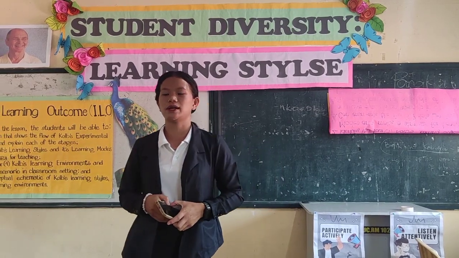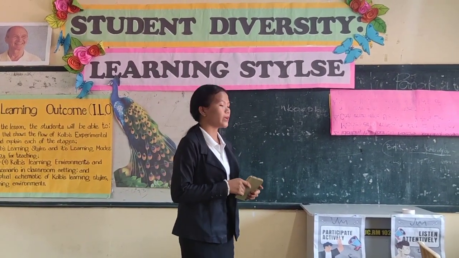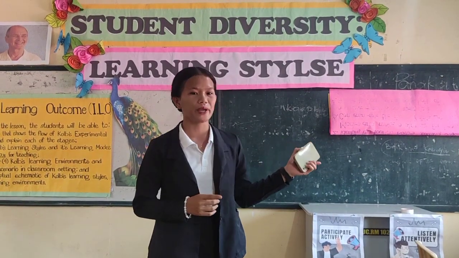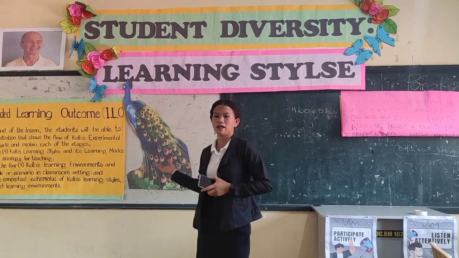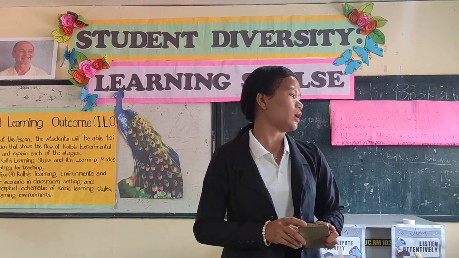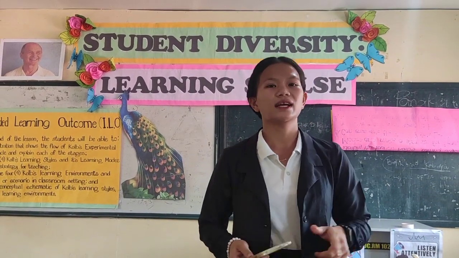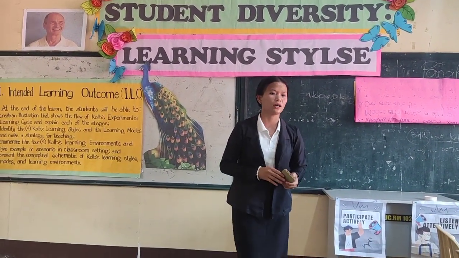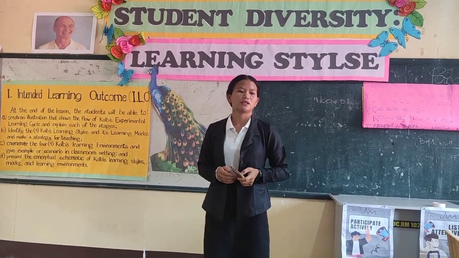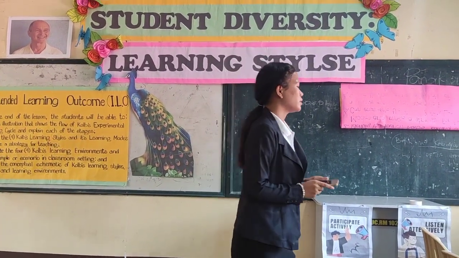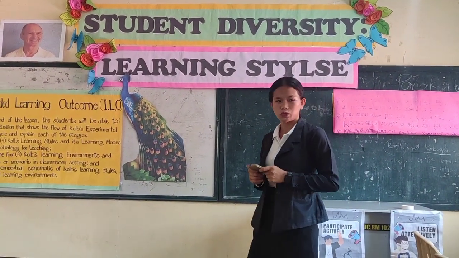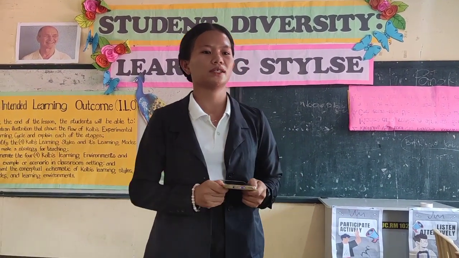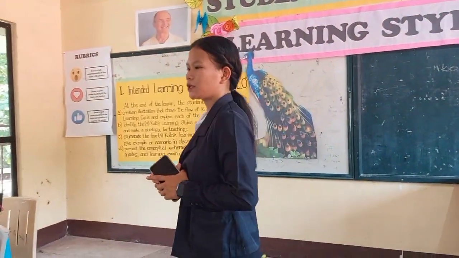Now let's proceed to our last activity. My co-facilitator will give you a little paper to do the conceptual map about the Kolb's learning styles. All you want to do is to connect the four Kolb's learning styles. Now I will give you 5 minutes to answer and 2 minutes to present your work. Time is up, so let's proceed to group 1 to present their work.